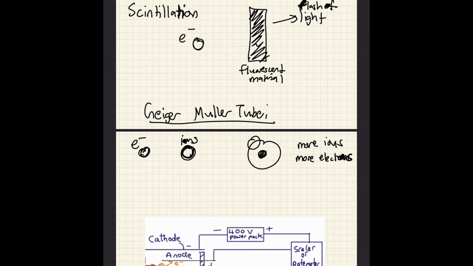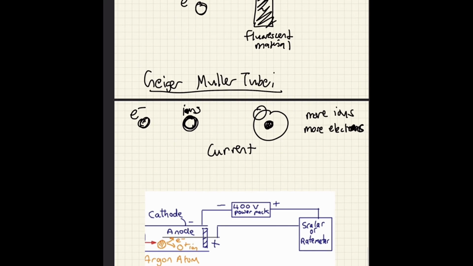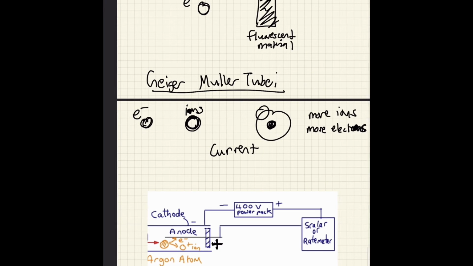If you have lots and lots of charge, how can you detect that? You can detect it as a current. So this is the Geiger-Müller tube. We have a circuit, and we have a scalar or rate meter that basically detects a current. And then we have an anode here. We have the power pack, so we can charge this to positive. The reason for that is that we have atoms inside. We're going to use an argon atom, just for an example, because it's an inert gas, it doesn't react with anything.